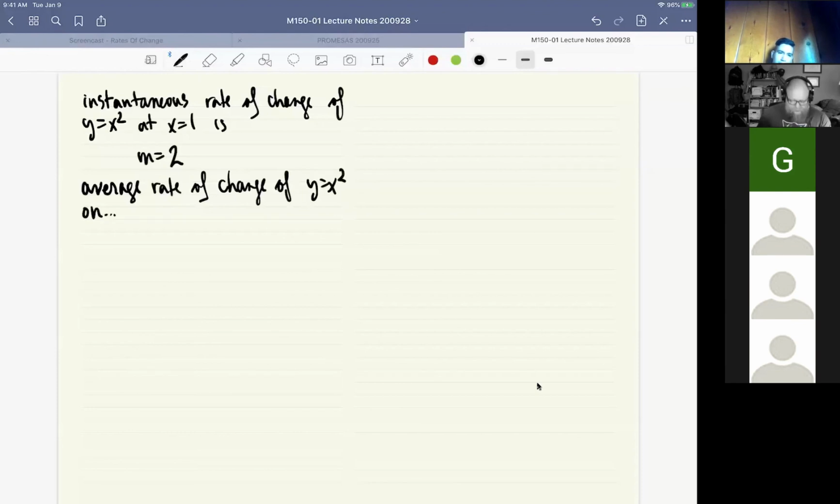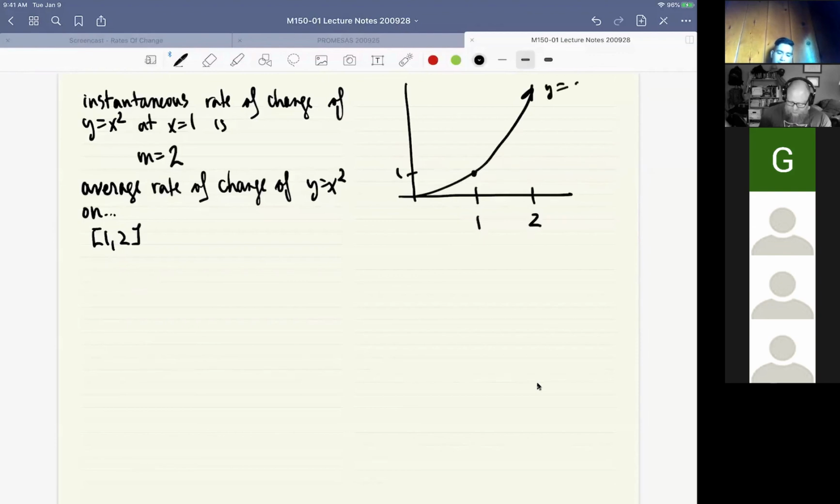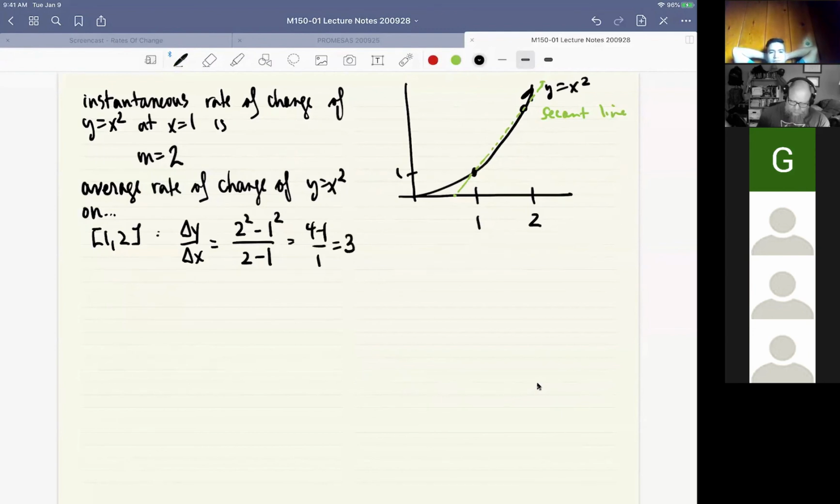On a couple intervals. So let's look at it on the interval from 1 to 2. Okay, so let me sketch the graph over here. So we're talking about y equals x squared on this interval from 1 to 2. So if we do that, we get delta y over delta x equals 2 squared minus 1 squared over 2 minus 1. Because I'm calculating the slope of this secant line. So that's 4 minus 1 over 1, which is 3.